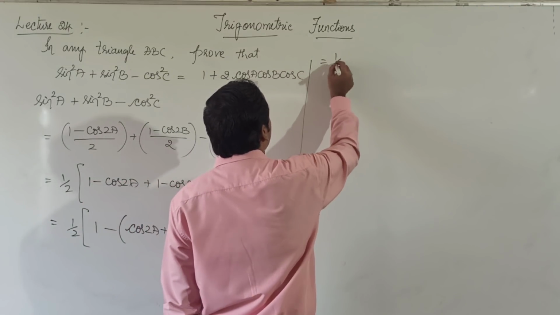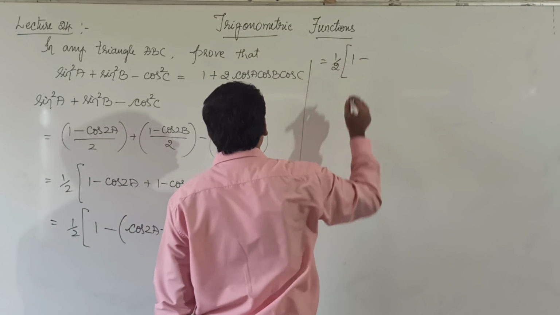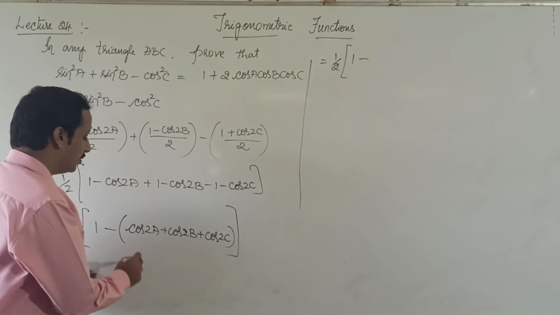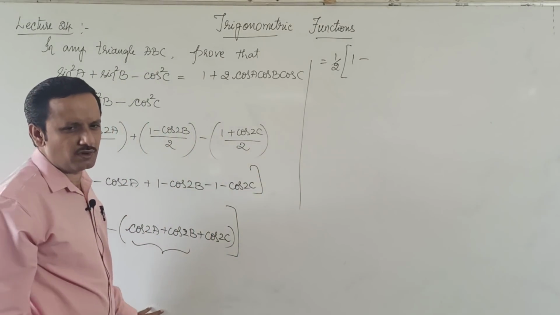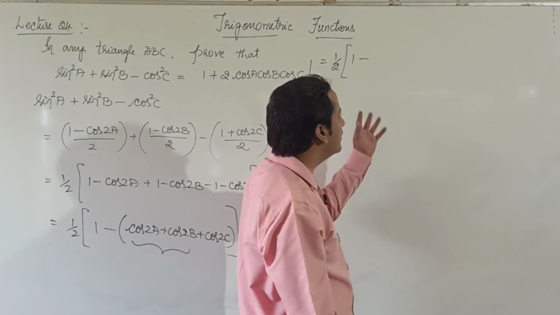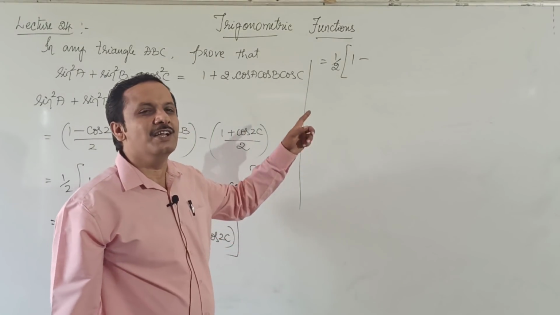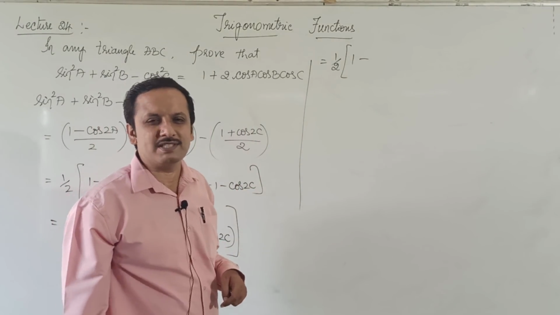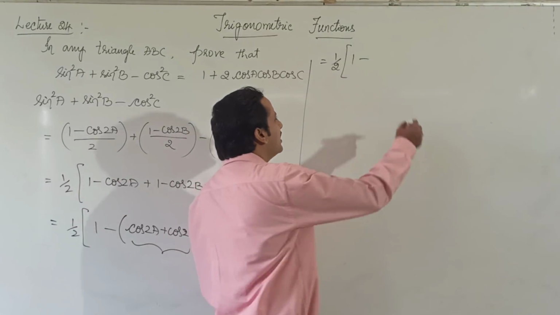It's equal to 1 by 2 into 1 minus cos 2A plus cos 2B. Between these two I am using the cos C plus cos D formula. Cos C plus cos D is equal to 2 cos (C plus D) by 2 cos (C minus D) by 2. You know that formula.